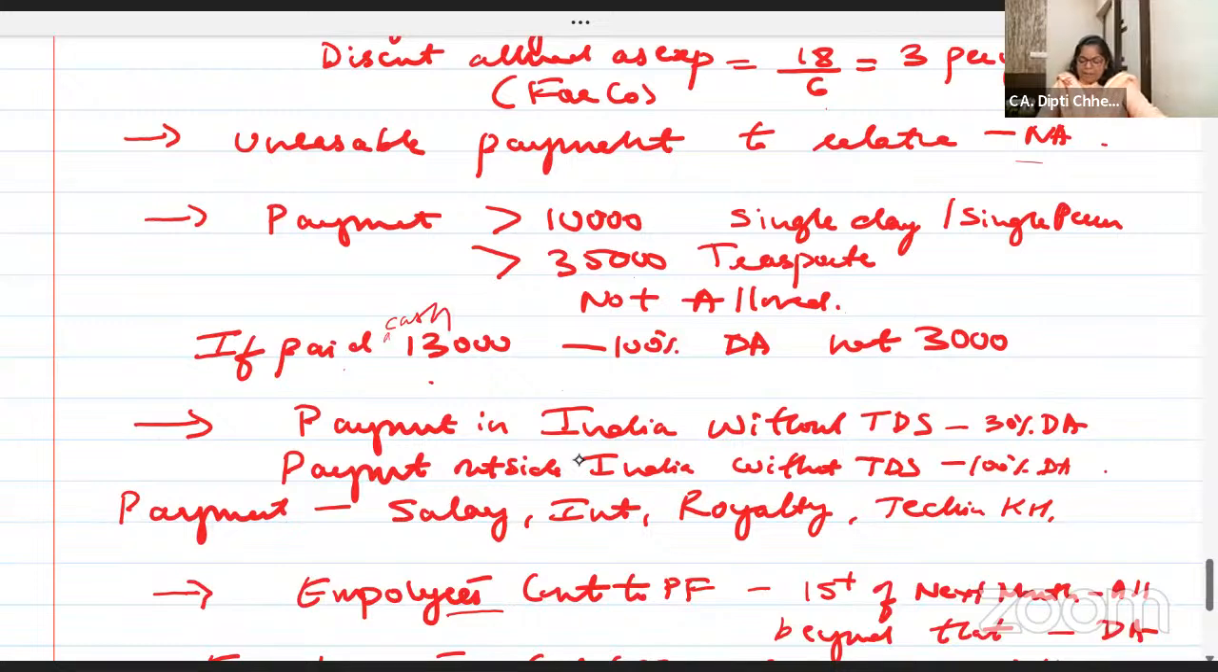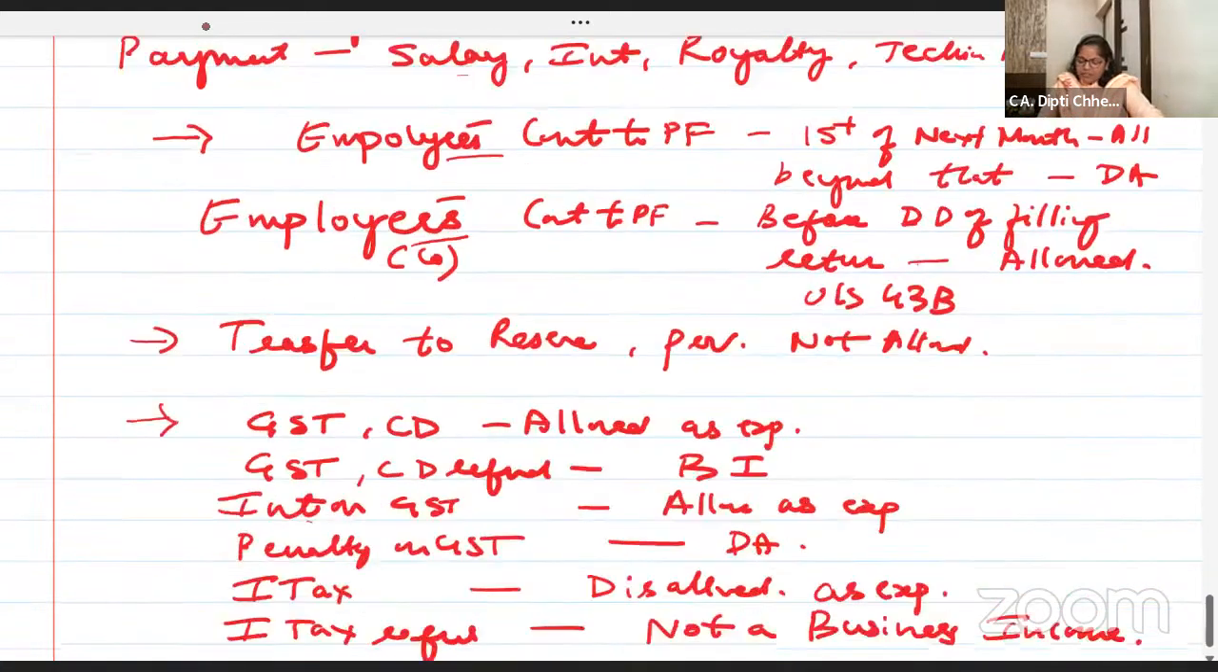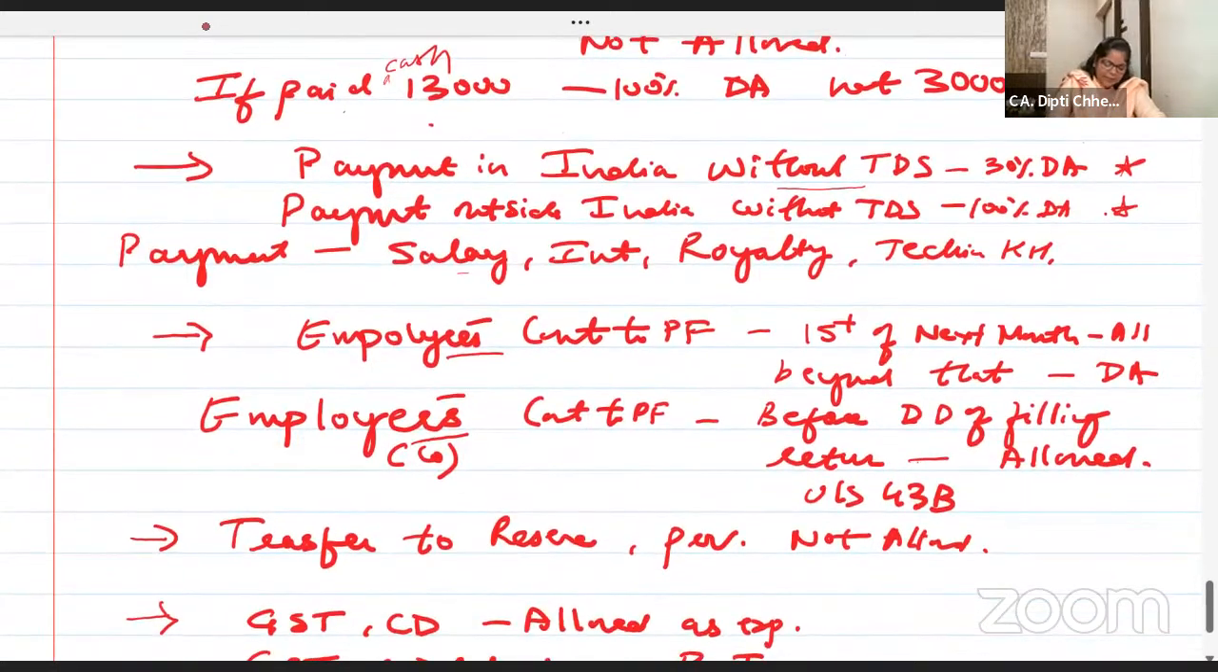Okay. Now, if you make payment to anyone in India, what kind of payment? Salary, interest, royalty, technical fees, anything. You made payment to someone in India without TDS. TDS काटना भूल गए. 30% is disallowed. You make payment to an NRI outside India without TDS, 100% disallowed. Only gist I am giving. This is repeatedly asked and a very important amendment for all the exams.